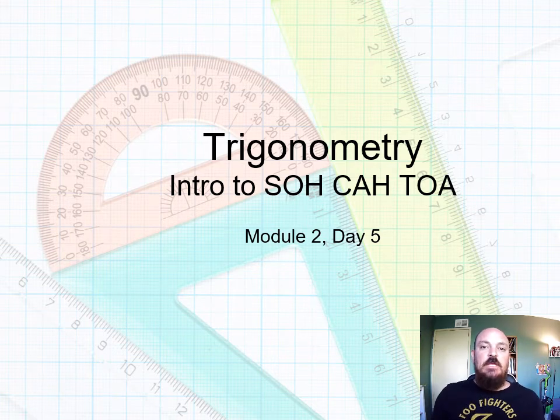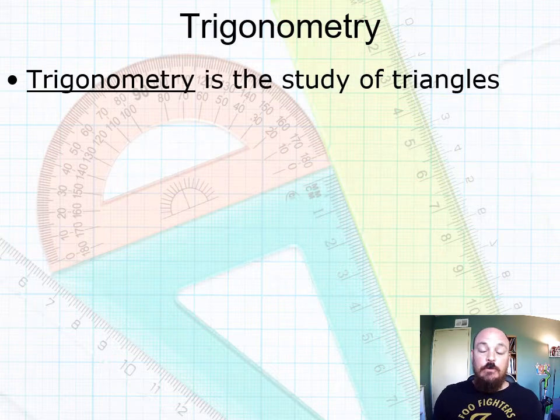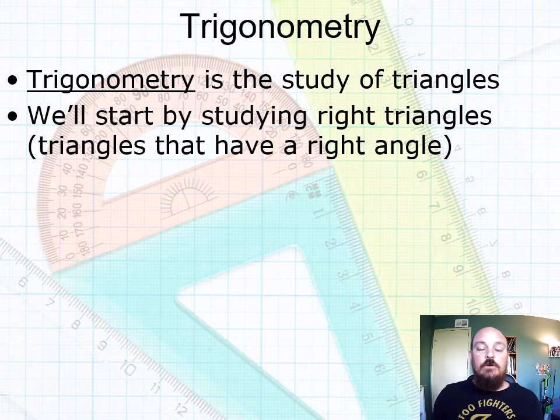Today we're going to start our next major topic, which is trigonometry and SOHCAHTOA. So let's start off with the word trigonometry. Trigonometry means the study of triangles. Now what we're going to do is focus on right triangles, which of course means any triangle that has a right angle in it.